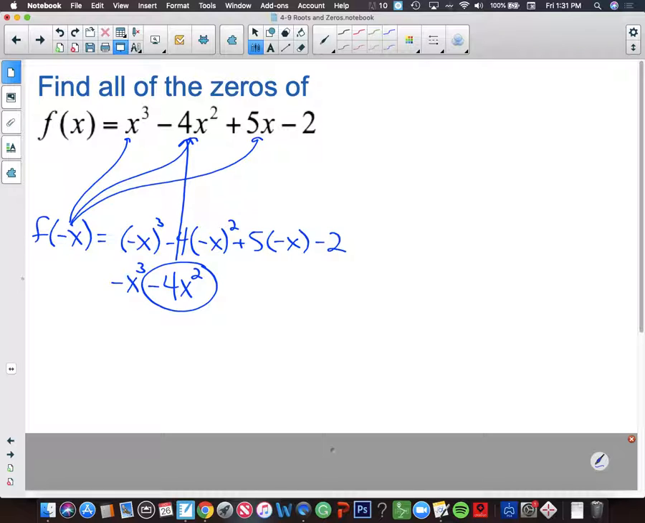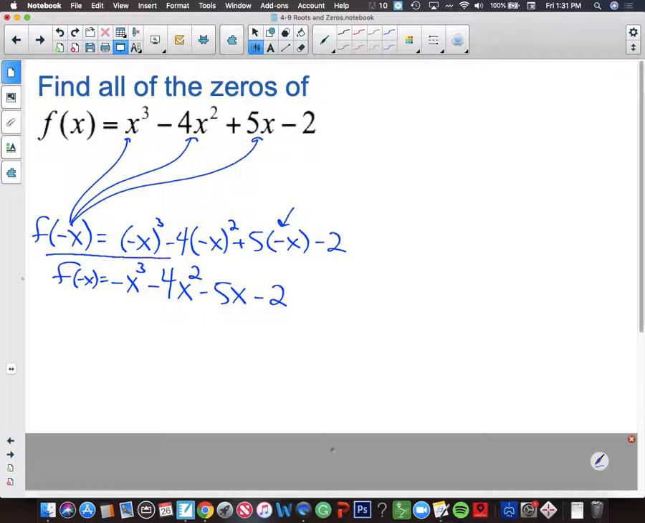So the quick way to do this is you just change all the signs in front of your odd-powered exponents. Okay, so this one here, that's going to change. So it'll be negative 5x minus 2. So that's our new function.